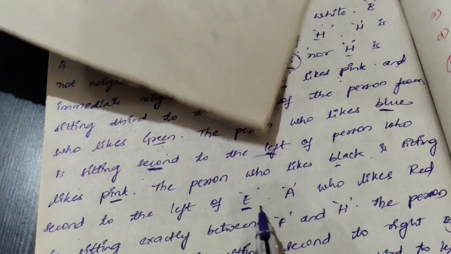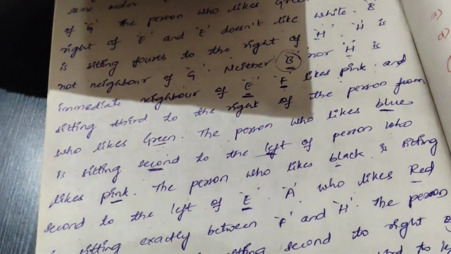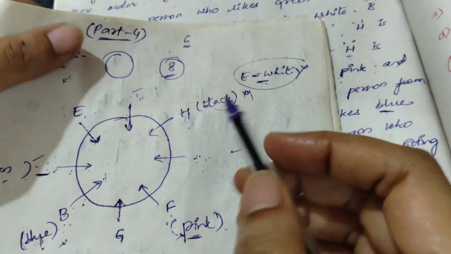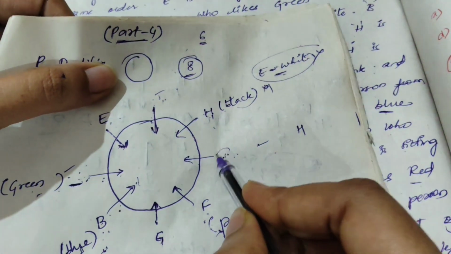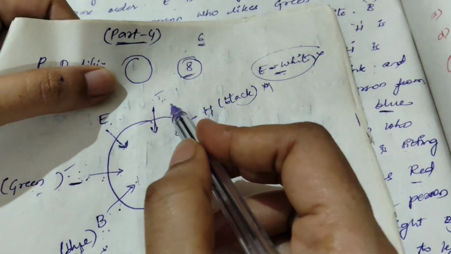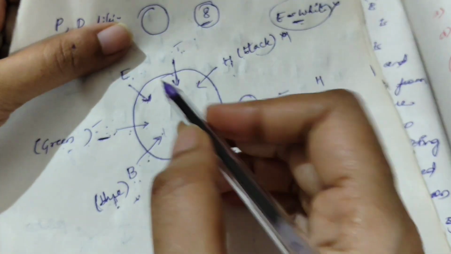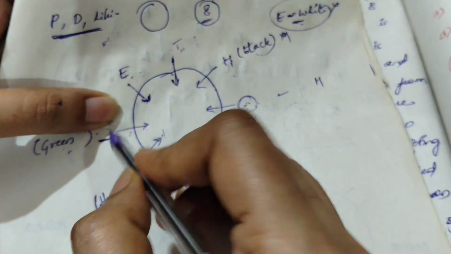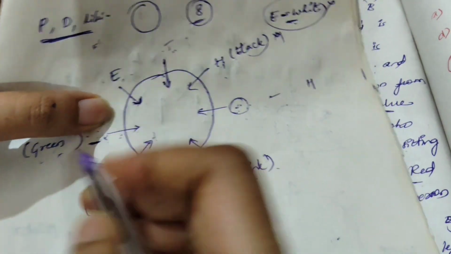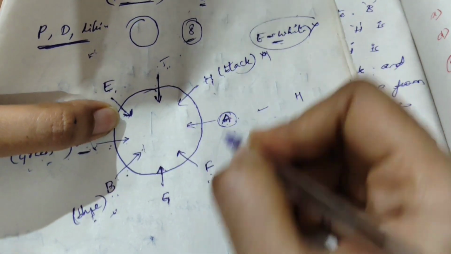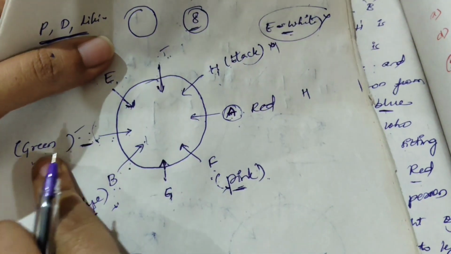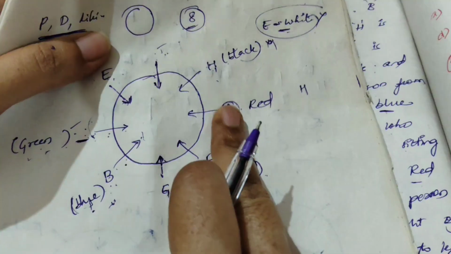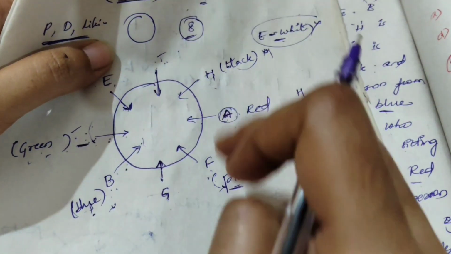Next, A who likes red is sitting exactly between F and H. So A is sitting exactly between F and H. If I take this direction, these are the exact positions. And if I take this side, to the left of G and E, there is one more possibility, but they said A likes red, and here green is already there, so A will come here. If I take the other place, it is not possible because green is already there. So A likes red and sits exactly between H and F.